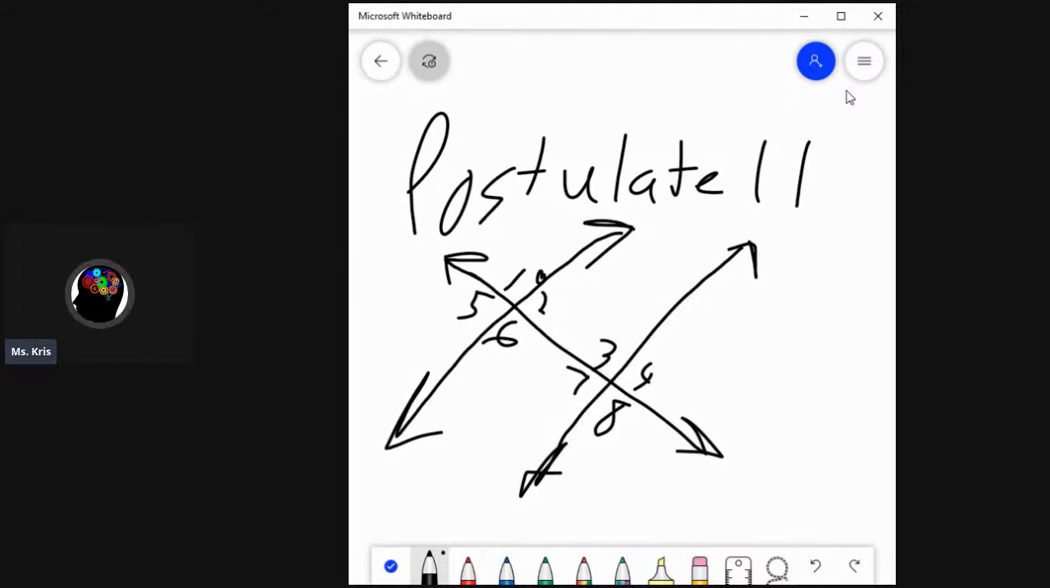So everything that you see is based off of congruency. Vertical, corresponding, and alternate angles, they are based off congruency.